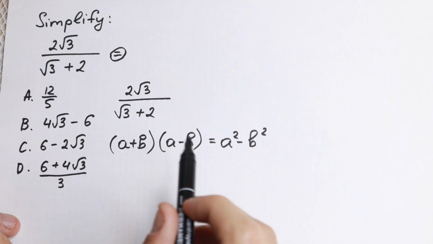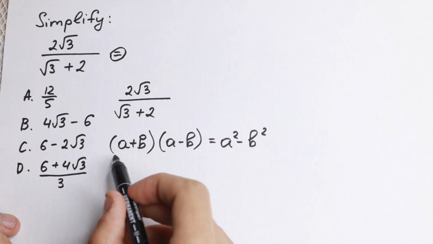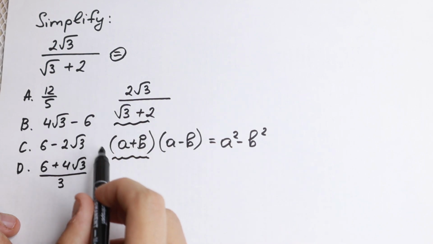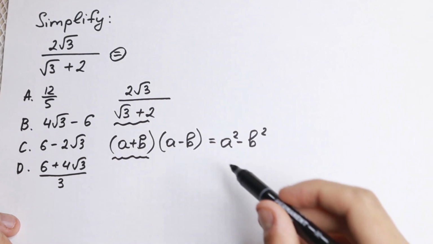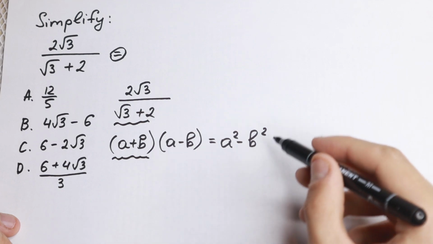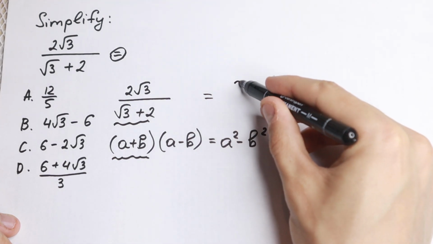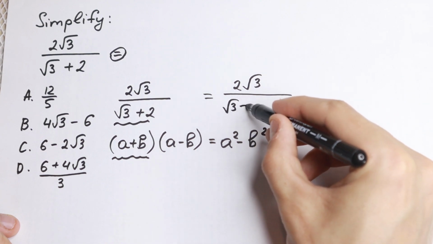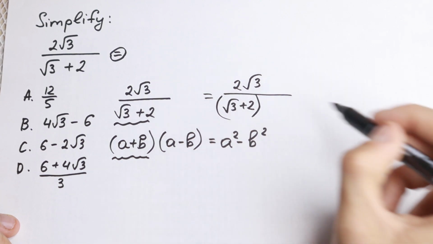How can we multiply? How can we find this conjugate? Right here we have a plus b, and right here we have plus as well. So this is our first parenthesis. So if we multiply by the difference, we will have this conjugate. Take a look right here. We'll have 2 square root of 3. In our denominator we have square root of 3 plus 2, so I just rewrite this the same.